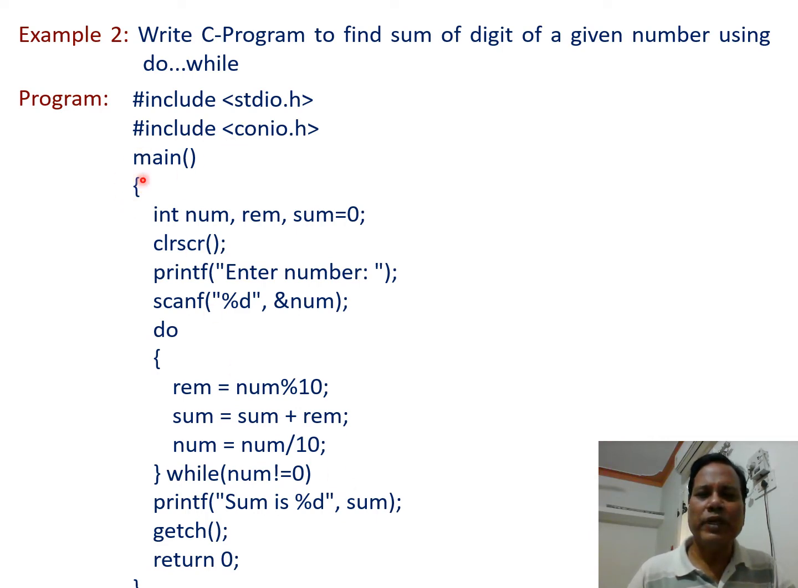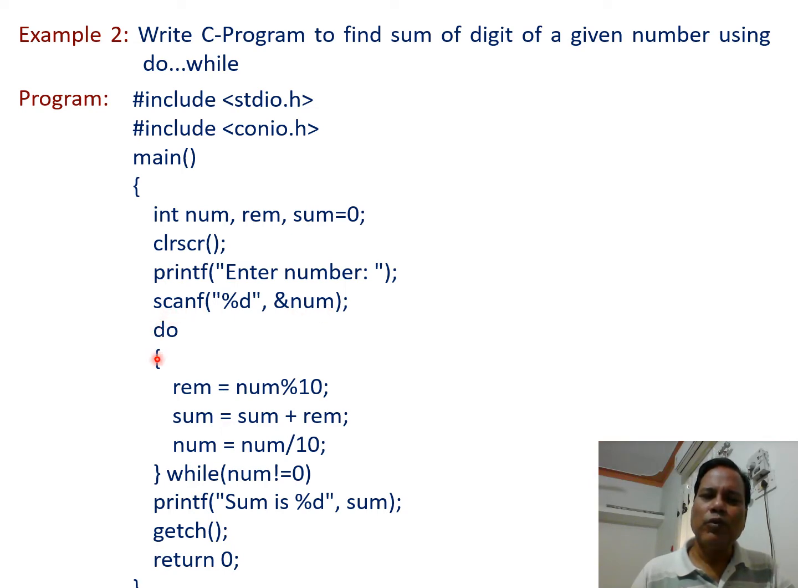So within the open and close braces of the main function, the first statement declares num, rem, sum as integer type variables, and sum is initialized to a value of 0. Then clrscr clears off anything written on the output screen. The printf statement prints "enter a number" on the output screen, whereby the user enters a number that is taken in by the scanf function and stored in the variable num.